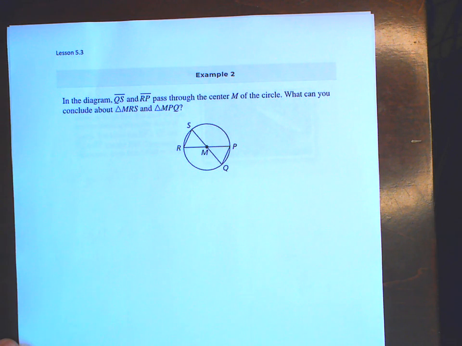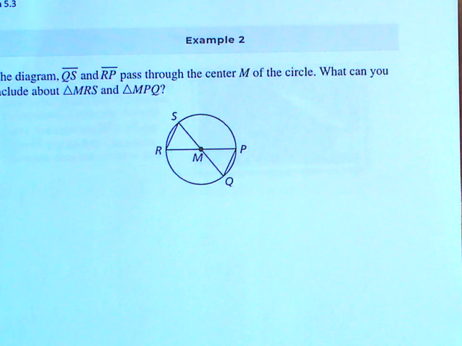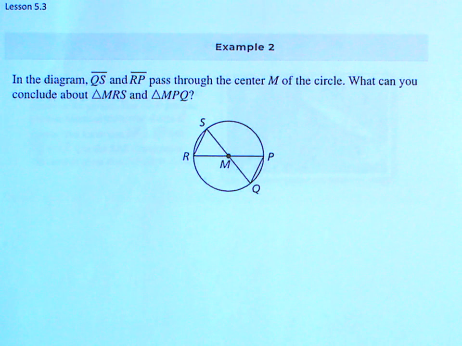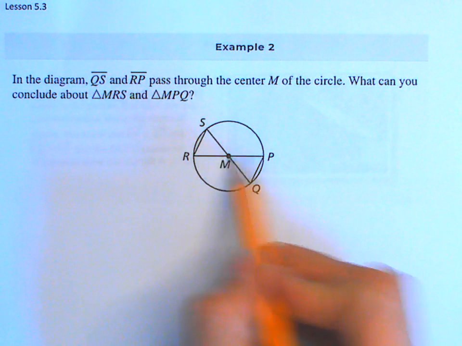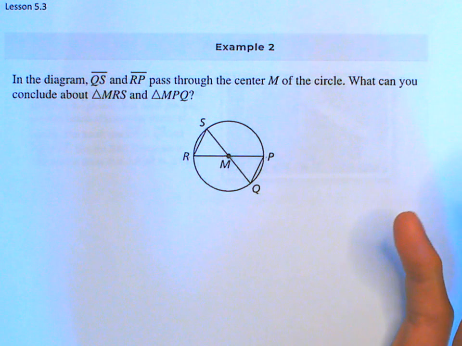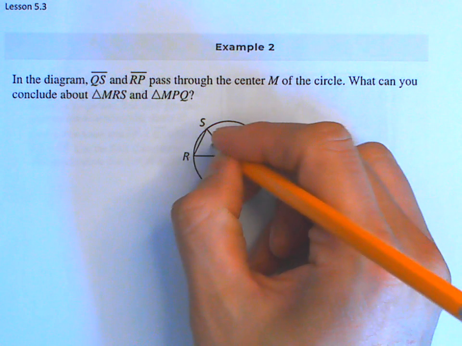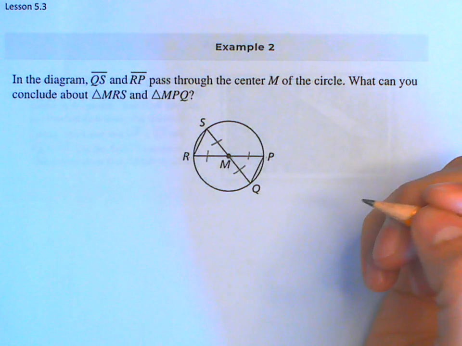Now this one says, in the diagram, QS and RP pass through the center M of the circle. What can you conclude? Now this is not a proof. It doesn't say proof. But I want you guys to pay very close attention to this diagram because it tells you here that M is the center of the circle. That means the distance from M to P, M to Q, M to S, and M to R, they're all the same because it's a radius. So this one here is congruent to this one here. That one there is congruent to that one there.